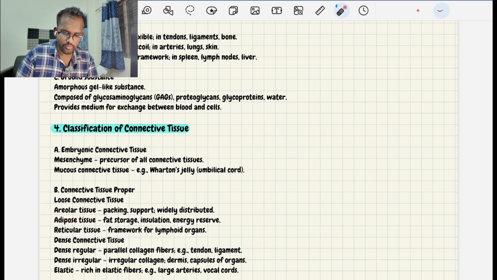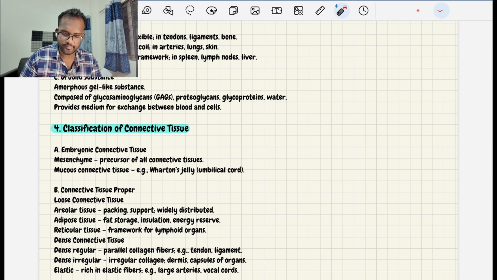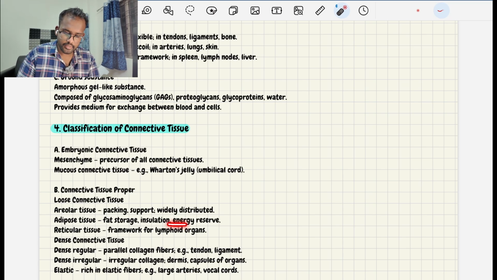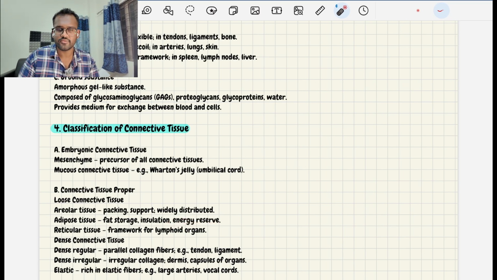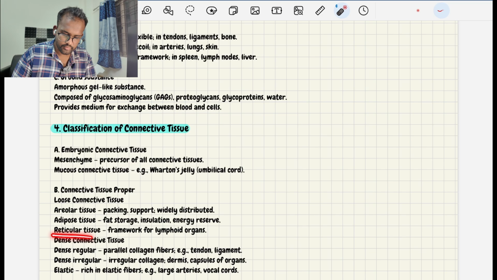This areolar tissue helps in packaging and support, and is widely distributed in the body. And we have adipose tissue, whose major function is storing of fat, and it helps in insulation also. It will maintain the temperature also. So it will act as an energy reserve for future use if there is an energy deficit in the body. And we have reticular tissue, which helps form the framework for lymphoid organs.